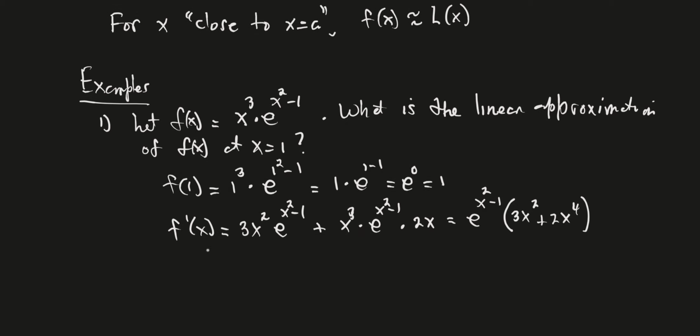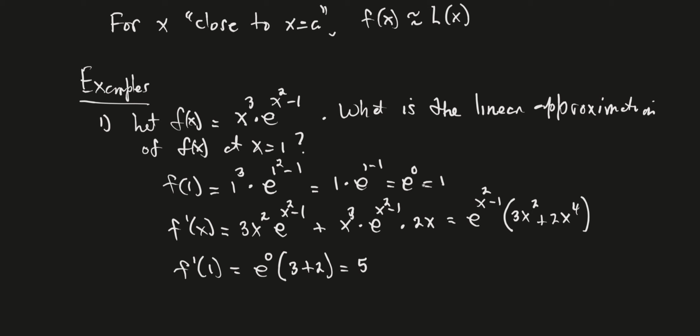Now let's find the slope of our tangent line. So f prime of 1. Well, if we plug 1 in here, it should work out pretty nicely. We'll have e to the 0 again. And then we'll have 3 plus 2. So we're going to end up with 5, right?